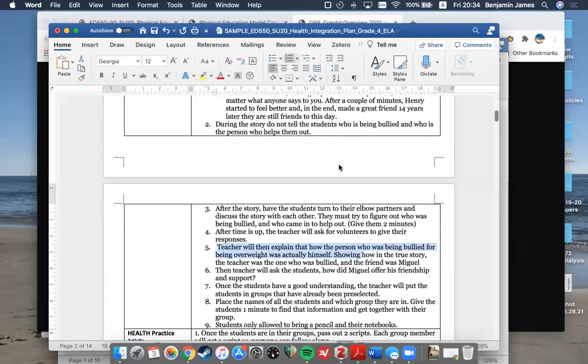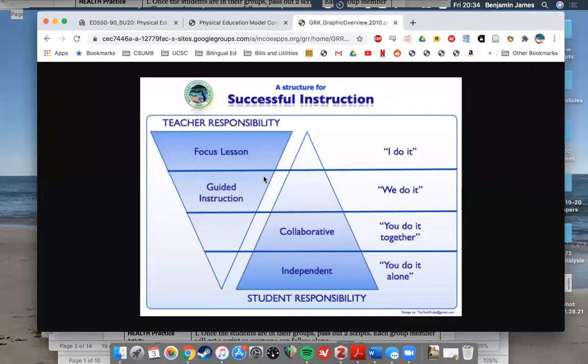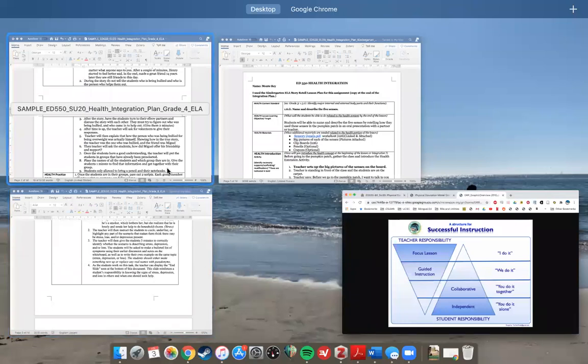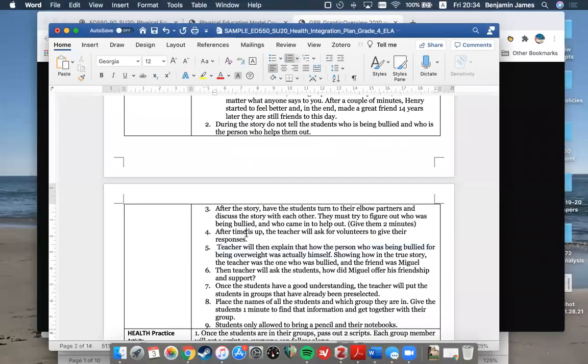This is that modeling here. It's the kind of modeling with the group of explaining scenario, who was bullied, how they were offered support, and really kind of offers this teacher modeling here.